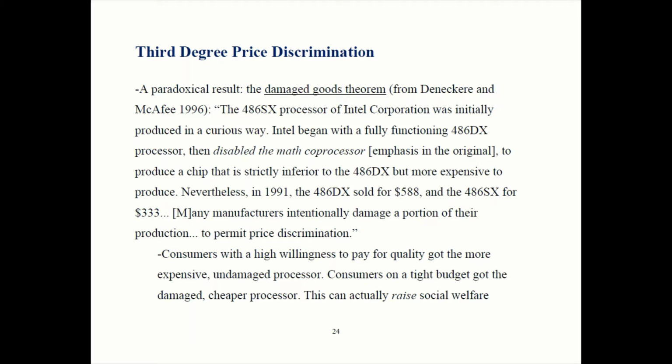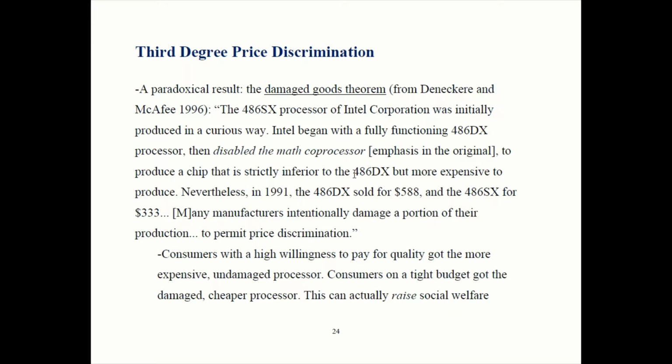So we talked about this certain processor chip that Intel is making, and they started making the chip that's working fine, and then intentionally they actually reduced the quality of the chip. They actually disabled the math coprocessor, and these italics are not mine. They put the italics in the original paper. So it costs more to make this chip that's actually worse. Why do they do that? It's in order to price discriminate.